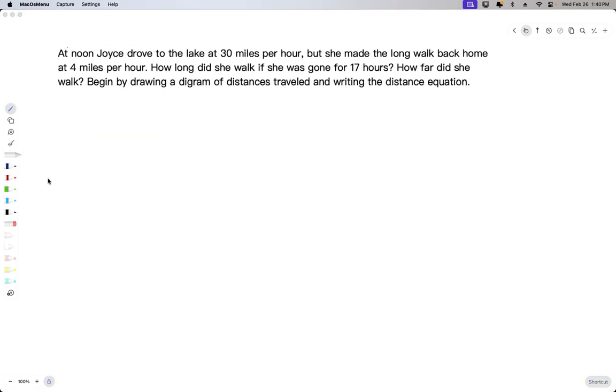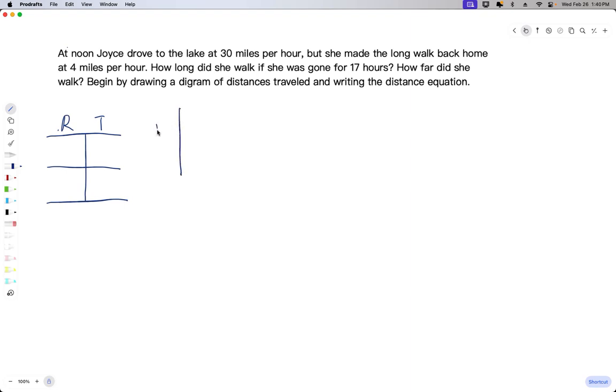So here we have another problem. We have Joyce. And Joyce drove to the lake at 30 miles per hour. So we can start making our table with that. All right, so our rate and our time. We're not sure exactly what we're recording here. So we're going to just start with the first bit of information. She drove to the lake at 30 miles per hour, but she made the long walk back at 4. So it's the same person doing both things.